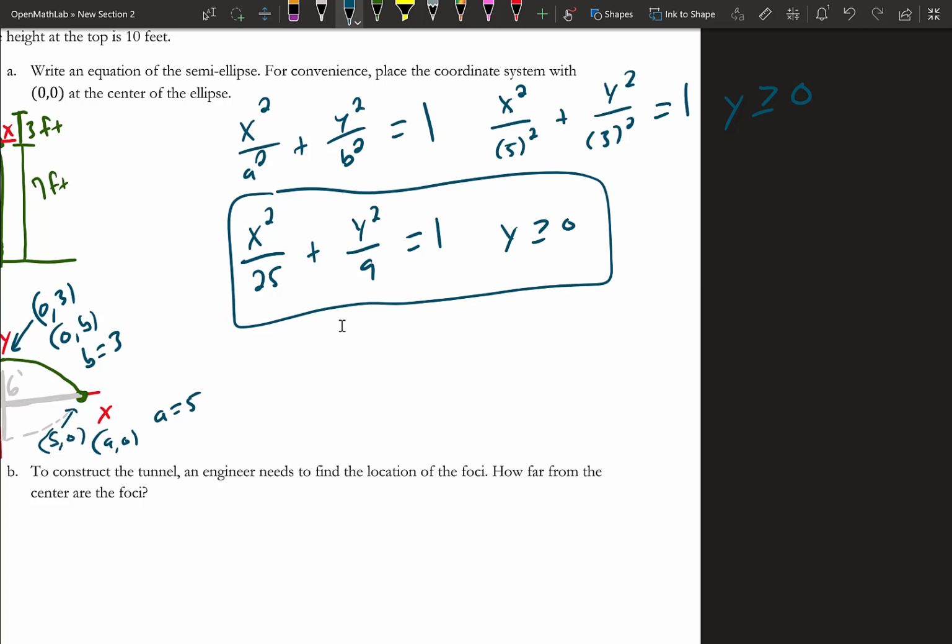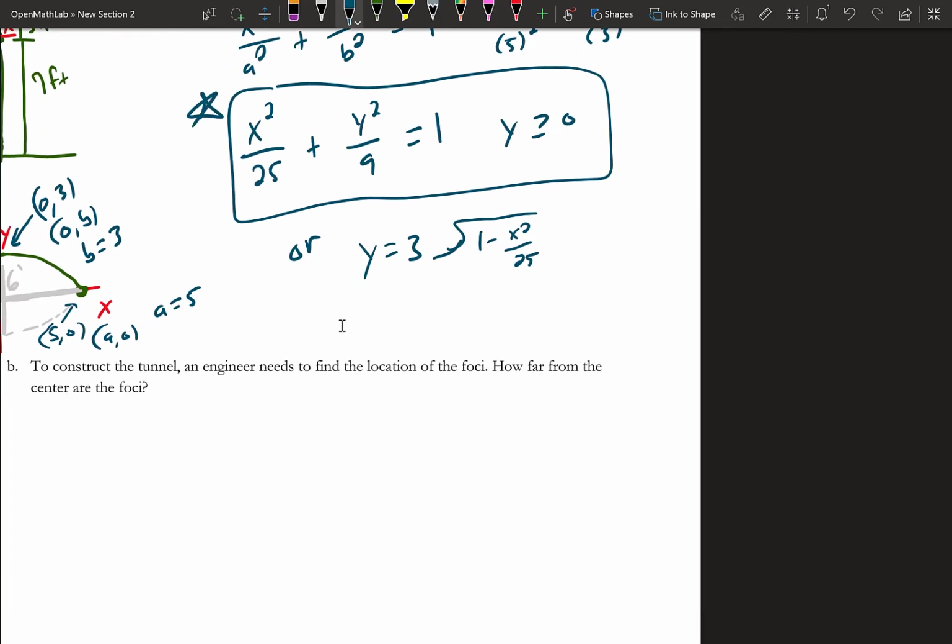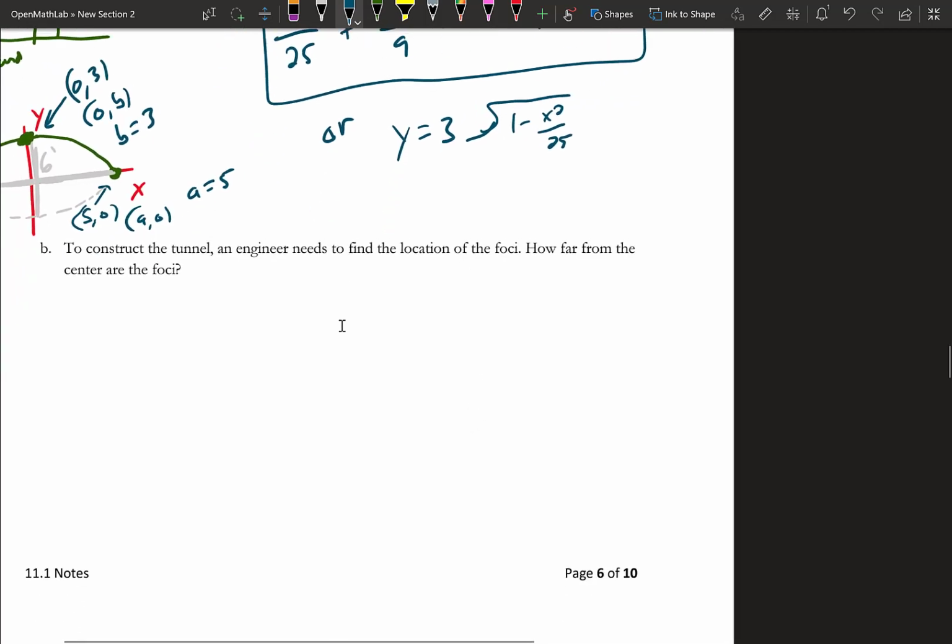And actually, since y is greater than 0, you could solve this equation for y, and when you take the square root of both sides, you wouldn't have a plus or minus because we're assuming y is at least 0. So y equals 3 times the square root of 1 minus x squared over 25. So this is just an alternate form of that equation. And that's not a cubic root. This is 3 times the square root, so the index here is actually 2. Just to make that clear. But the first equation in the box is perfectly fine.